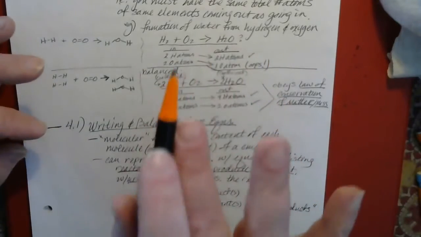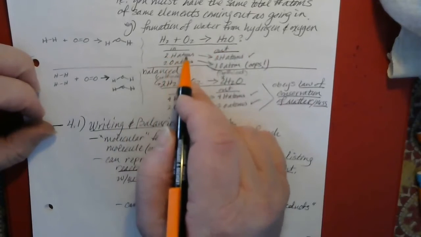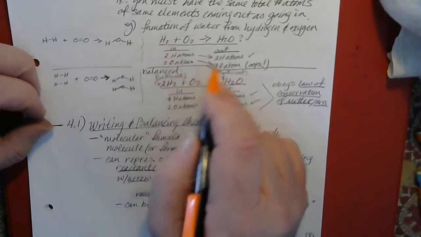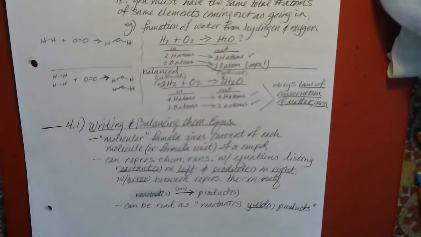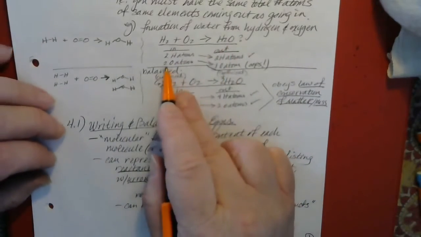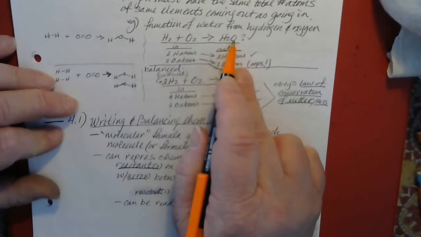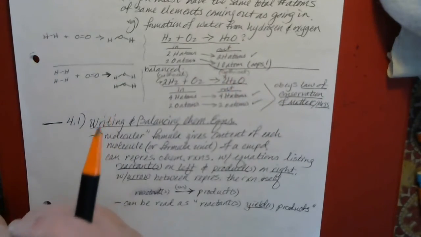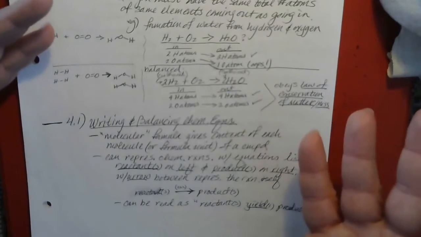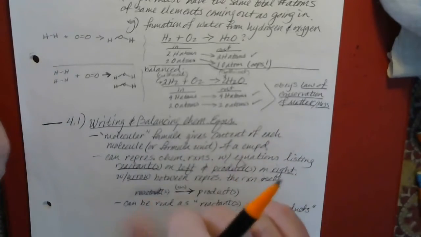And looking at what specifically is going on here, you've got two hydrogen atoms going in, these two, and you've got two hydrogen atoms coming out. So that is okay with the law of conservation of matter. But you've got two oxygen atoms going in, and you've only got one coming out. That is not okay with the law of conservation of matter. Where did that other oxygen atom go? It can't just disappear into nothing. It has to go somewhere.